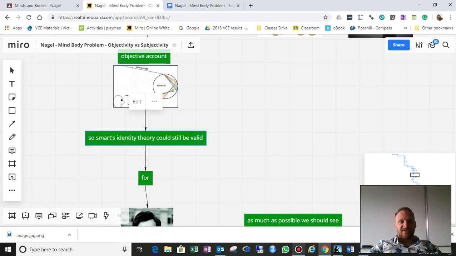So Smart's theory could still be quite valid, right? It could still be that material processes underpin human experience and human sensation.